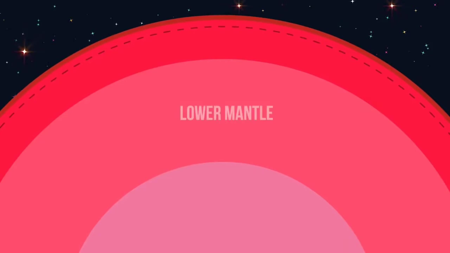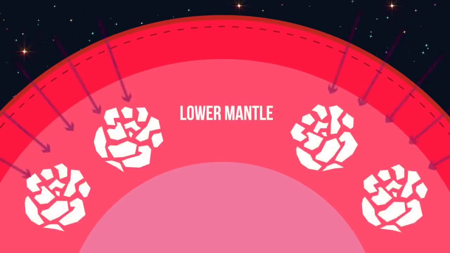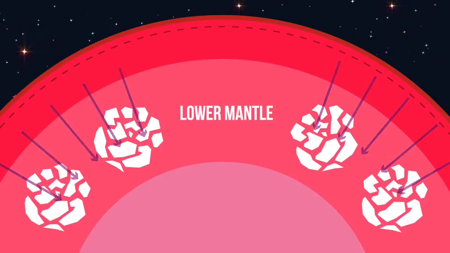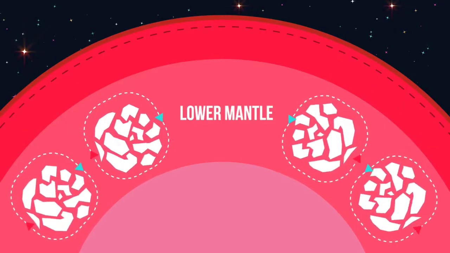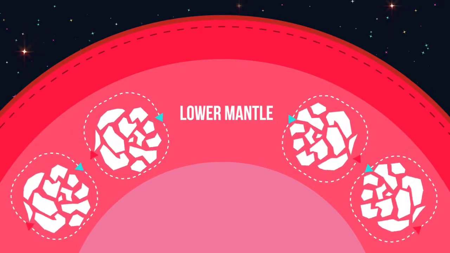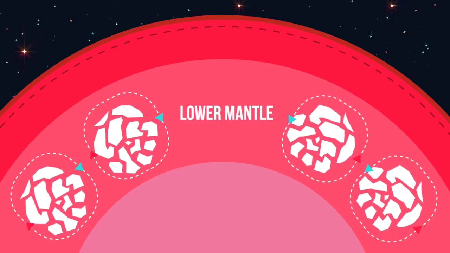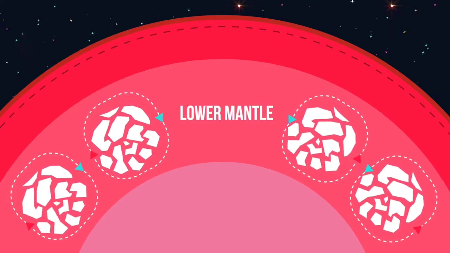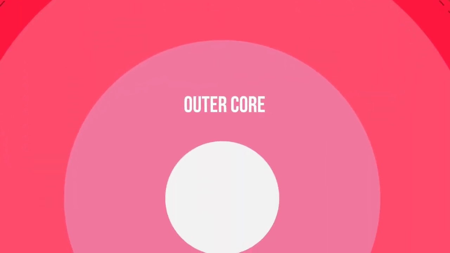The lower mantle is just as hot as the upper, the rocks being hot enough to melt, but remain solid due to the pressure being pushed down on it. The lower mantle is slowly moving due to convection currents, which is when deeper, hotter material rises, then cools and sinks again. This is what is thought to move the Earth's tectonic plates, shaping Earth's continents as we know them today.